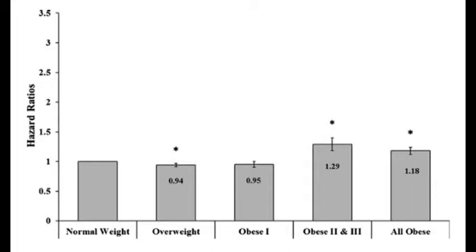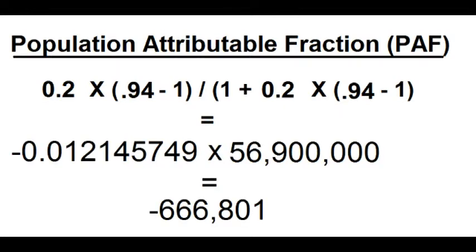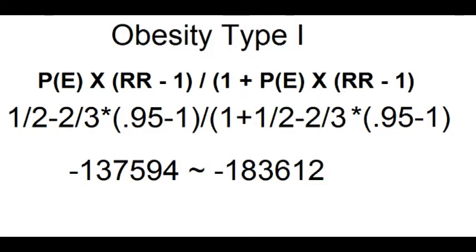BMI category. As you can see, overweight and type 1 obesity have a lower relative risk of death than normal weight. If we enter the data for overweight, we get a factor of minus 1.21%, meaning that about 667,000 deaths were prevented by overweight worldwide. We know that 10% of people were obese, but I don't have a breakdown of how many were type 1 compared to type 2 and 3.